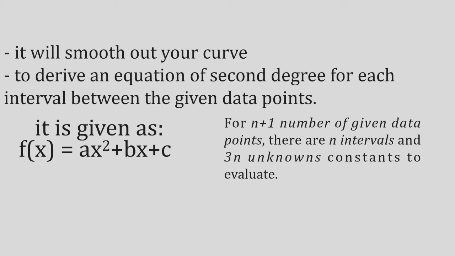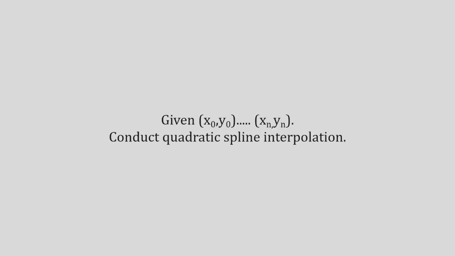Before quadratic spline interpolation is discussed, let's recall what linear spline interpolation is first. In linear spline interpolation, you simply draw straight lines from one point to another, just connecting the dots. That's it. So here in our slide 4, given x naught, y naught all the way up to x sub n, y sub n, it says to conduct quadratic spline interpolation.